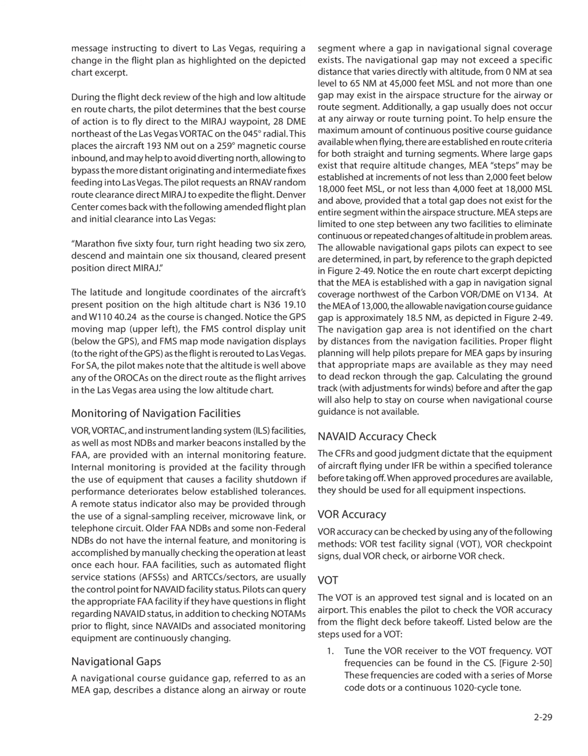VOT. The VOT is an approved test signal and is located on an airport. This enables the pilot to check the VOR accuracy from the flight deck before takeoff. Listed below are the steps used for a VOT. 1. Tune the VOR receiver to the VOT frequency. VOT frequencies can be found in the CS, Figure 250. These frequencies are coded with a series of Morse code dots or a continuous 1020 cycle tone.